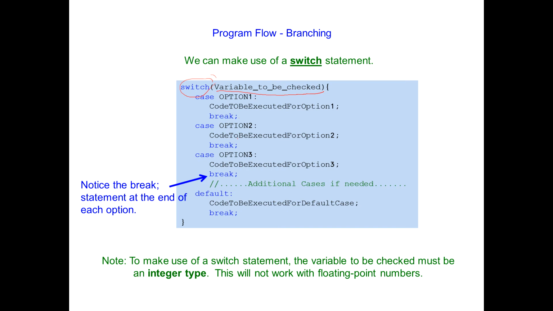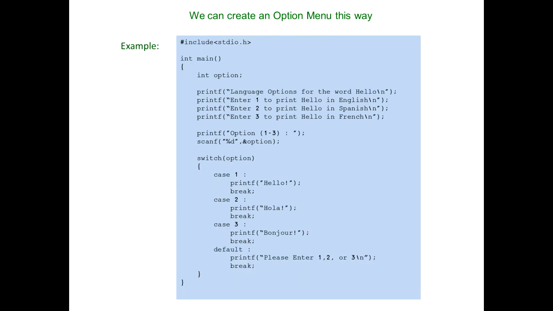Now notice this only works with integer types, so the variable that you put in here has to be of type int, because these comparisons need to be exact. So this will not work with floating points, or sometimes if you have a range of numbers to check, it's better to use an if statement for that. All right, a good way of using a switch statement would be in an option menu.